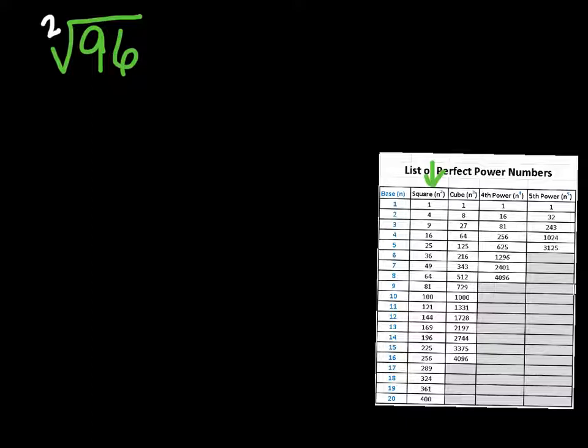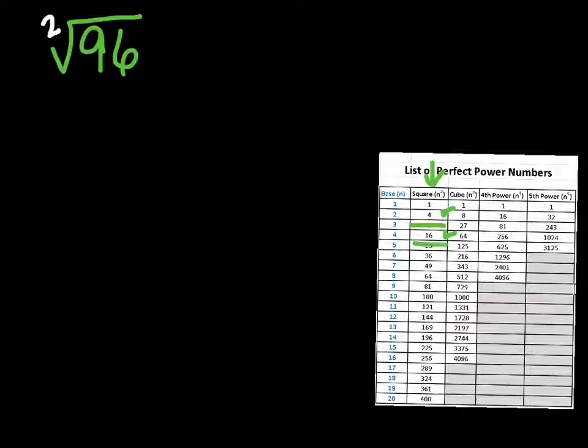1 will divide into 96, but that's not the largest number. 4 will divide into 96, so I'm going to make a mark by 4. I'm going to keep going though because I think there's probably a larger one in there. 9 will not divide into 96, so I'm going to mark through that one. 16 will go into 96, so I'm going to make a mark by that.